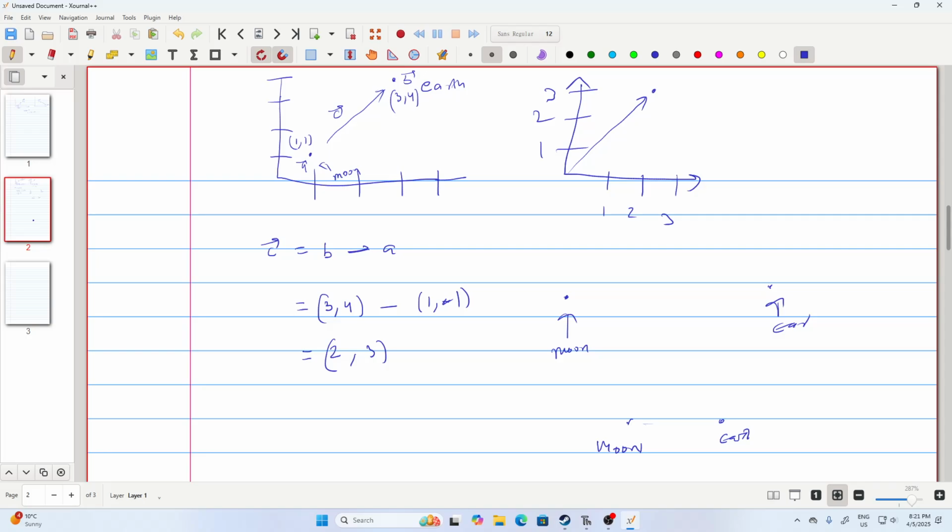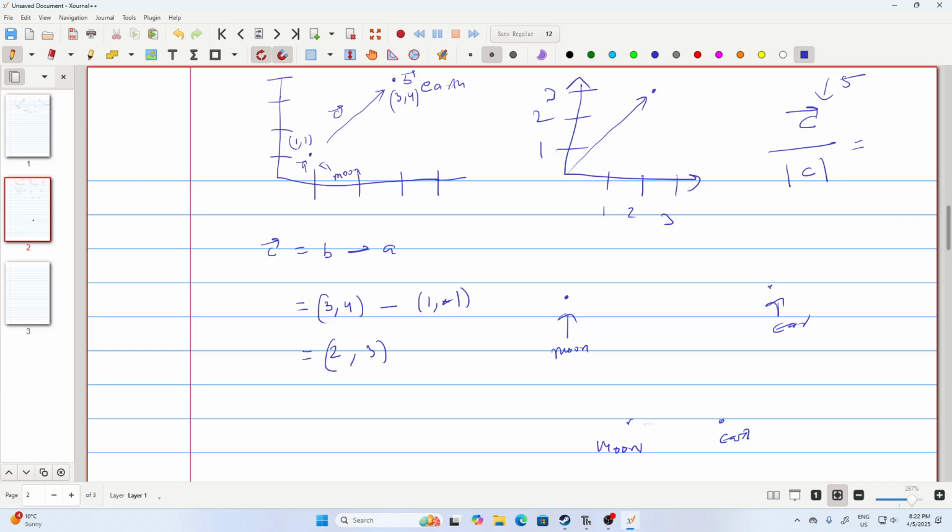Maybe we want to use this direction, but we want to make its magnitude 1, a unit vector, right? How will we make that magnitude 1? To make it magnitude 1, you can divide it by its magnitude. If we have the C vector and we divide it by its magnitude, we'll get a length of 1. So if this vector's length was 5, if we divide by 5, we'll get the unit vector of length 1.